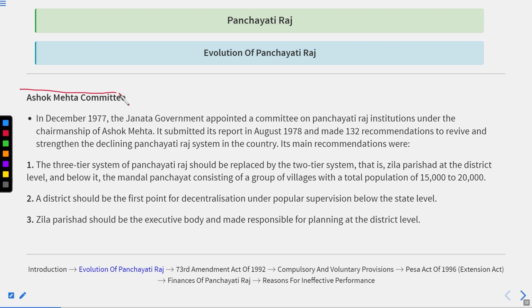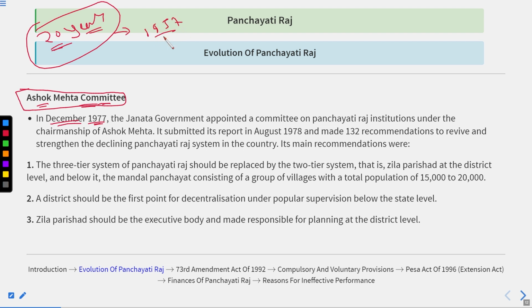After this, another committee we have is the Ashok Mehta Committee. It was appointed in December 1977, 20 years after the Balwantraya Mehta Committee, which was appointed in 1957. The Janta government appointed a committee on the Panchayati Raj institutions under the chairmanship of Ashok Mehta. It submitted its report in August 1978 and made a total of 132 recommendations to revive and strengthen the declining Panchayati Raj system in the country. What happened was that after the Balwantraya Mehta Committee, the Panchayati Raj system started to be established in India, but it was not evolving. Or you can say, it was going down and down.